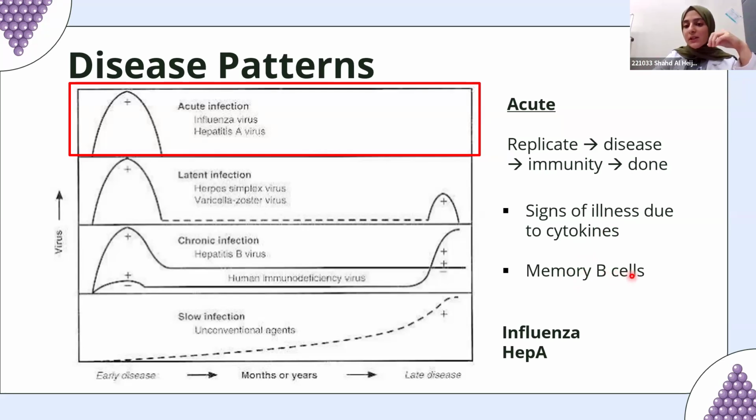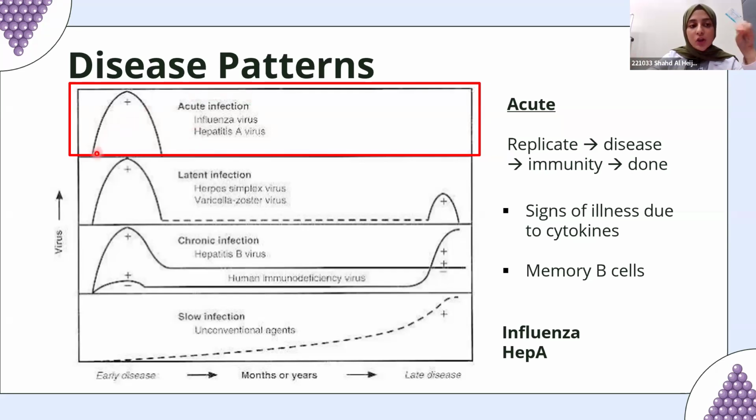You also have memory B cells formed. So after this infection is done, when you have the host attacking the virus, it will form memory B cells in case you get infected by the same pathogen later on. Those B cells will start replicating fast. It won't allow this virus to cause a serious infection. They will attack this virus again. You're done with the infection.